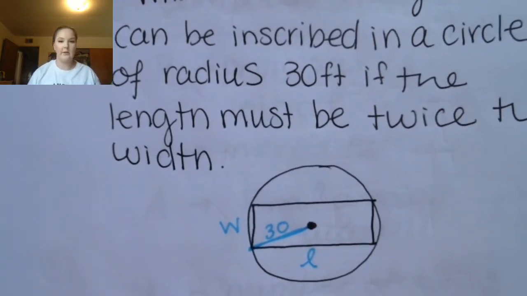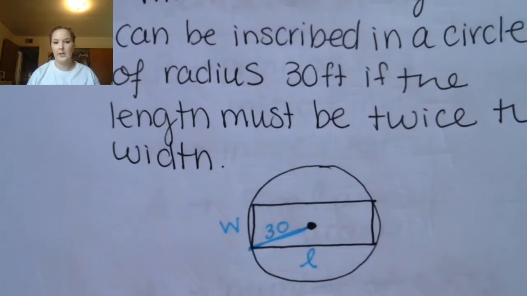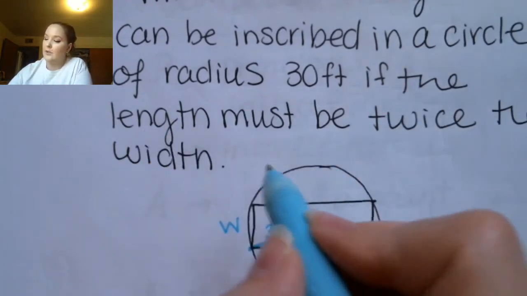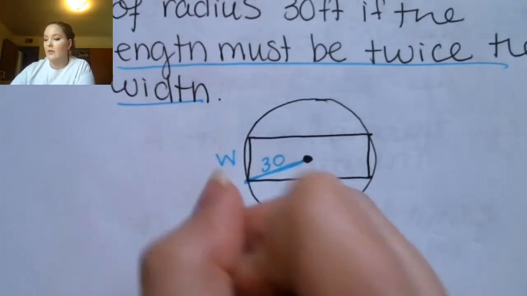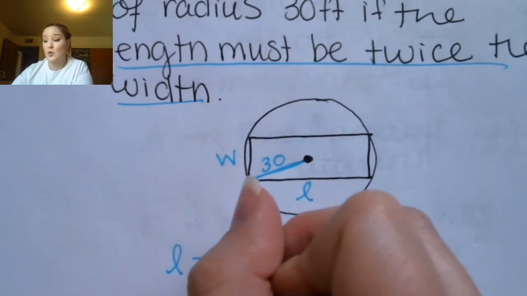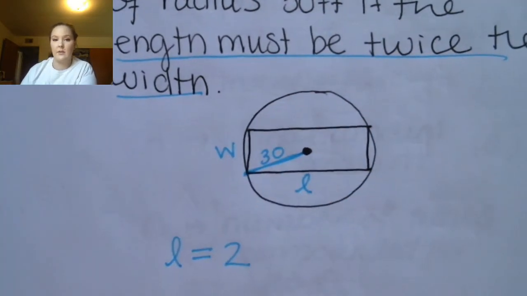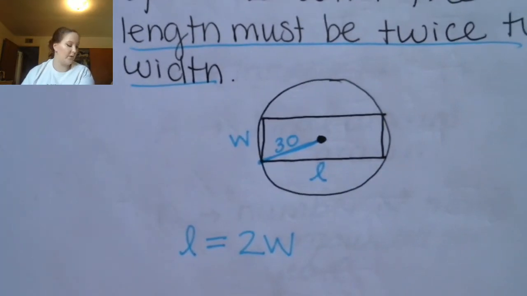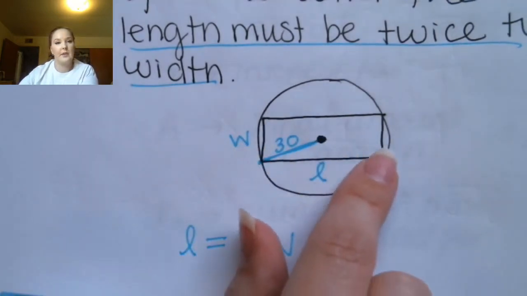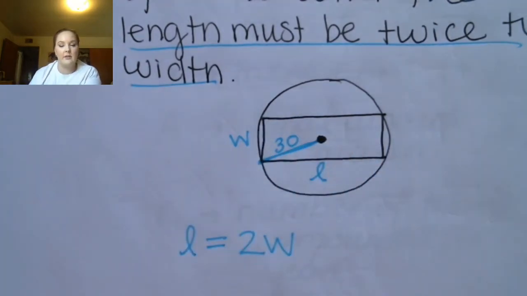What I know here is one thing that I'm being told: the length is twice the width. So the length is twice, or 2 times, the width. That's a piece of information that's coming right from the question. Now, the only other piece of information I have, really, is this picture.